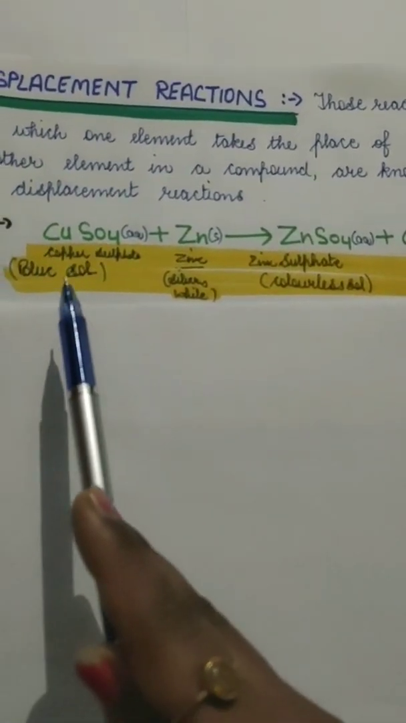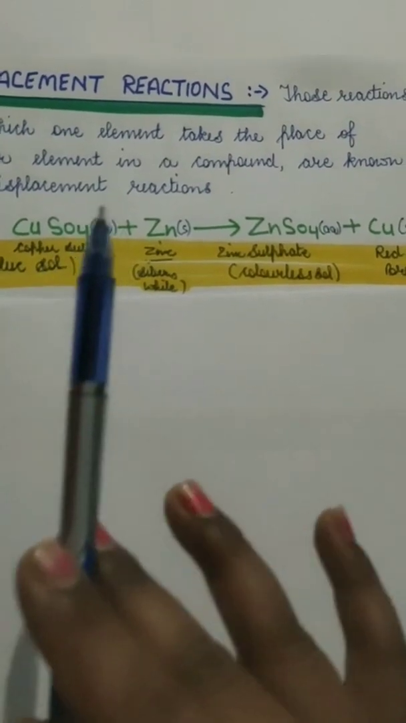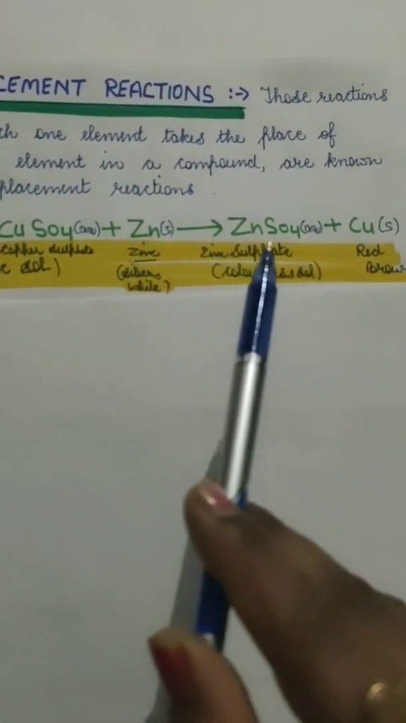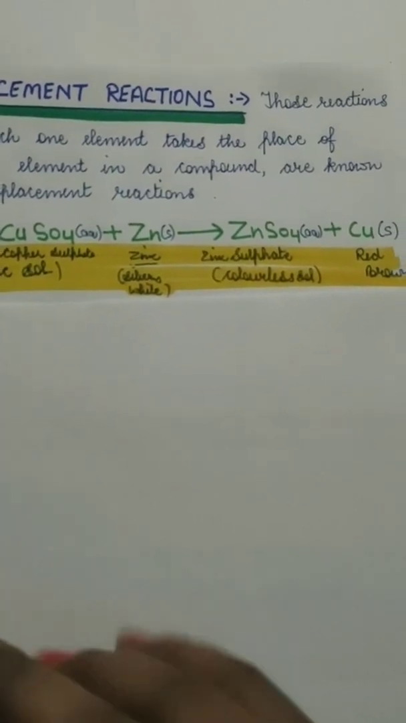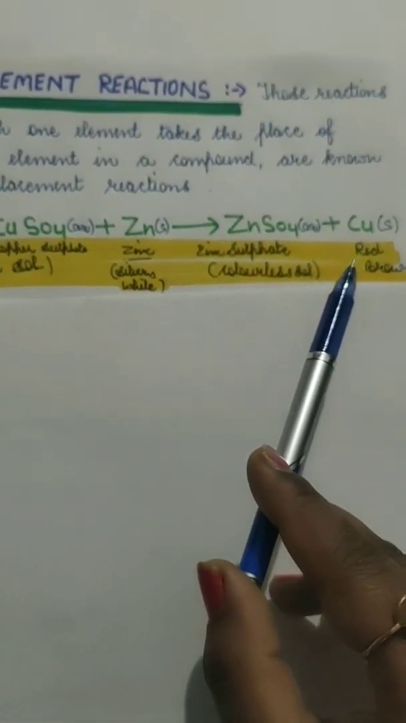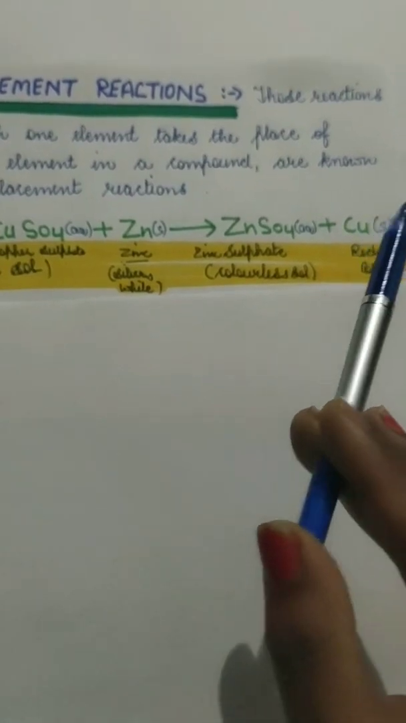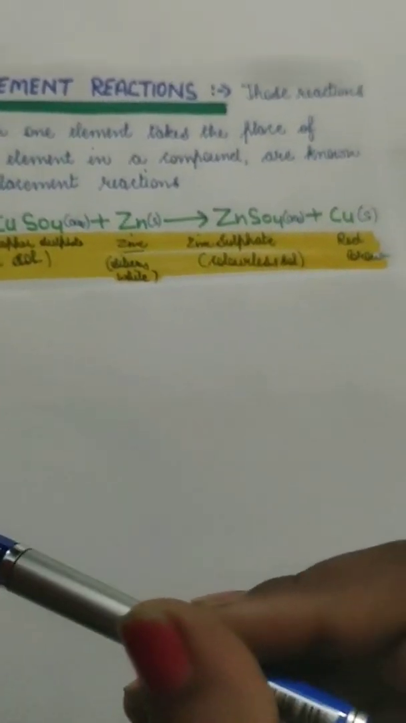So copper sulfate is blue in color, zinc is silverish whitish in color. When zinc sulfate is formed, it will be a colorless solution. There will be no more blue color, and copper will be deposited. Copper is red brown in color. It will be deposited at the bottom of the test tube.